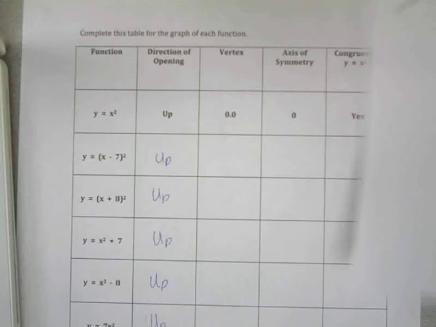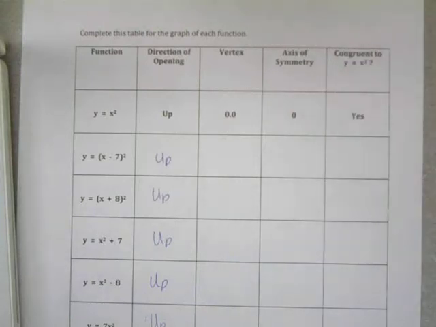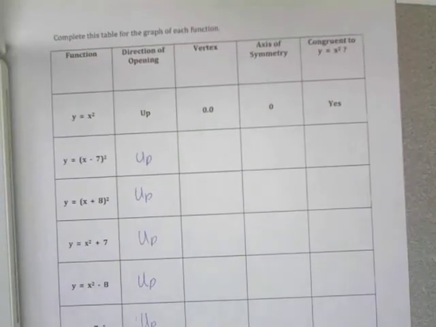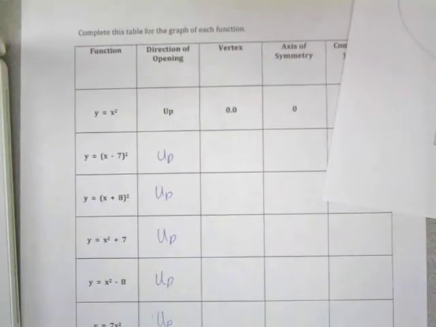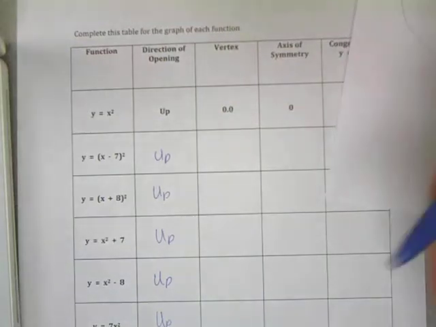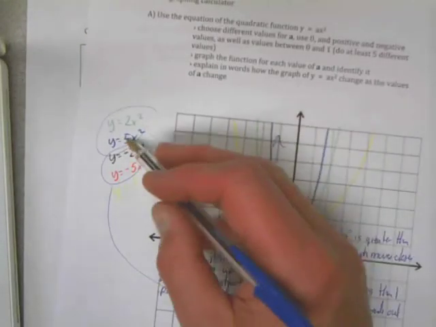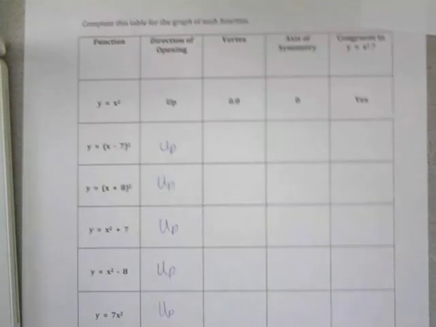Sorry, that was the wrong one. It's right here. Sorry, I got the wrong one. This one, when it's x, then positive goes up. When it's negative, it goes down. So this must be down.